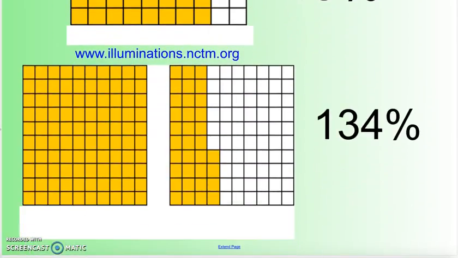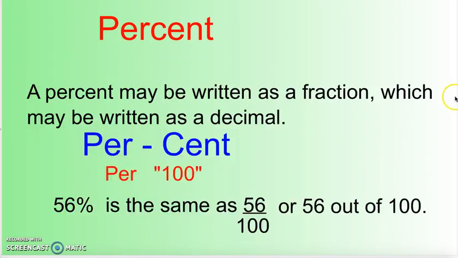Then below, here is 134%. We needed actually 2 of the hundreds grids because we need 100 shaded on one and we need 34 on the other. 100 plus 34 is 134%.